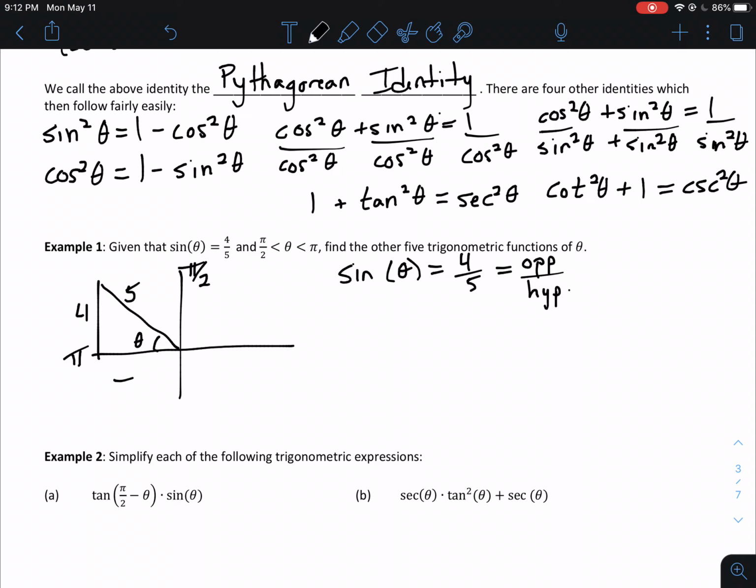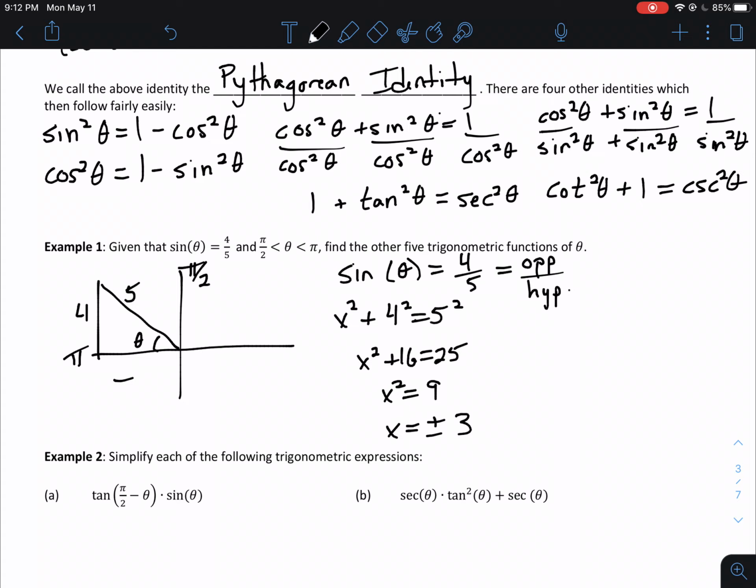And if you think about how we could solve for that, we just need to use the Pythagorean theorem. So we'll say x squared plus 4 squared is equal to 5 squared. Then we can simplify that. x squared plus 16 equals 25. So then x squared would have to be equal to 9. And x would have to be either positive or negative 3.